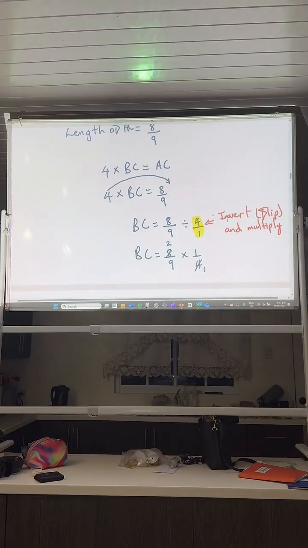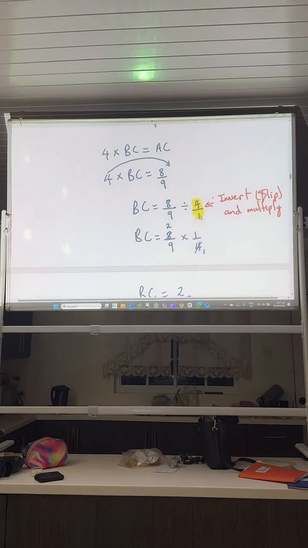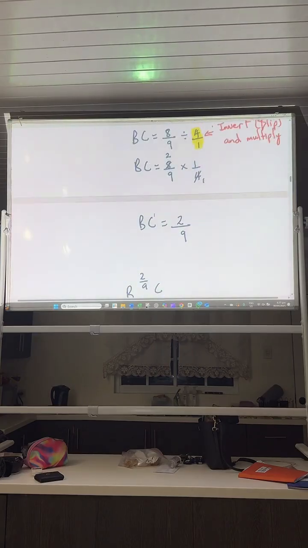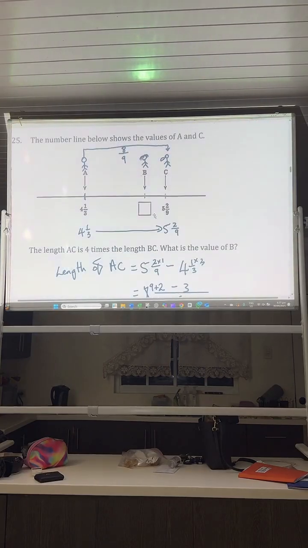When you are dividing a fraction by anything, you have to invert what you are dividing by and multiply. We inverted 4/1 to become 1/4 and we multiplied. 8/9 multiplied by 1/4 gave us 2/9. Now 2/9 represents the distance between Betty and Caleb.